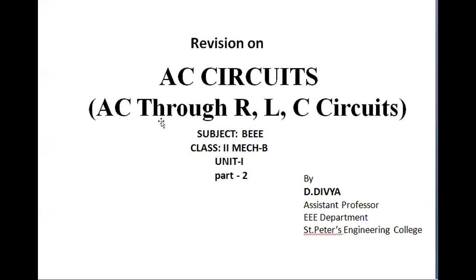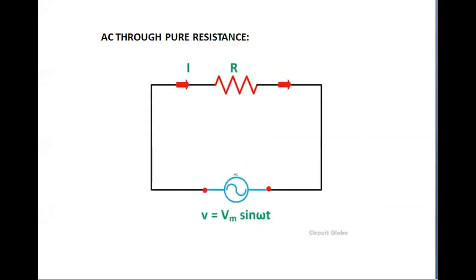So AC circuits, AC through R, L and C circuits. First of all, we will consider the AC through pure resistance. That is, the resistance is connected across a pure AC source. The AC source here we are taking as V is equal to Vm sin omega t. Here V is the AC, that means alternating voltage. It can also be taken as V of t is equal to Vm sin omega t.